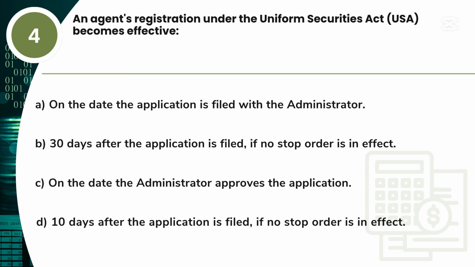Question 4. An agent's registration under the Uniform Securities Act, USA, becomes effective. A. On the date the application is filed with the administrator. B. 30 days after the application is filed, if no stop order is in effect. C. On the date the administrator approves the application. D. 10 days after the application is filed, if no stop order is in effect.